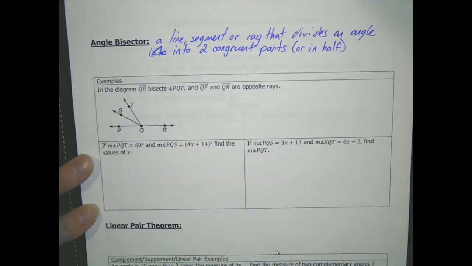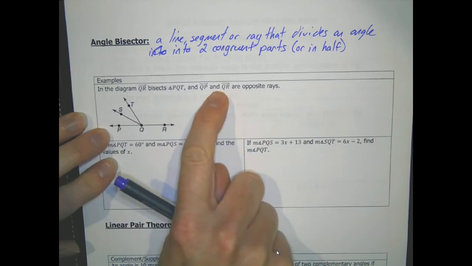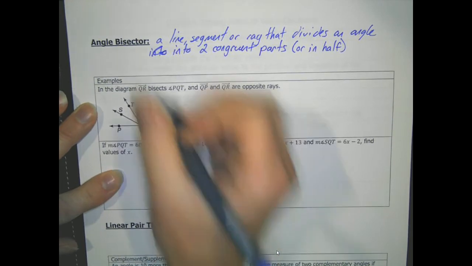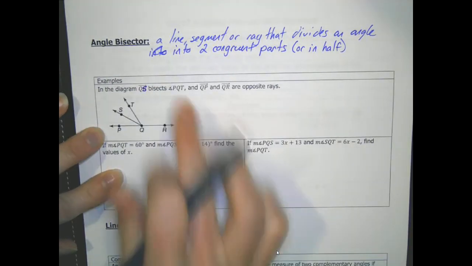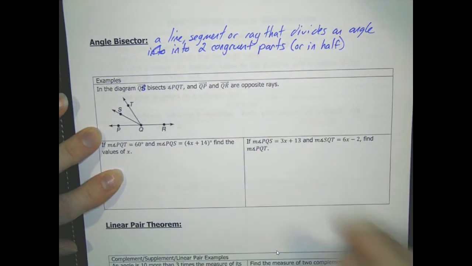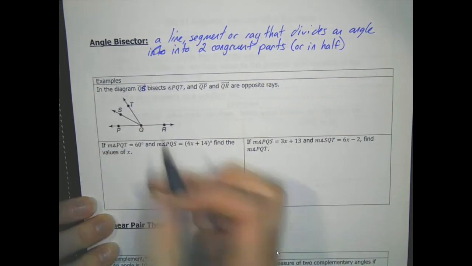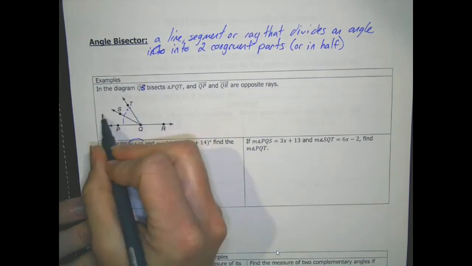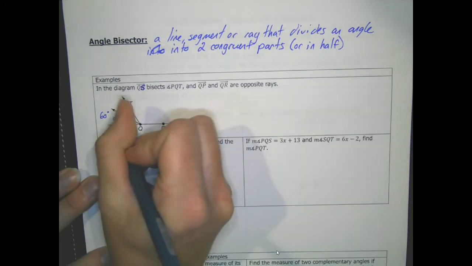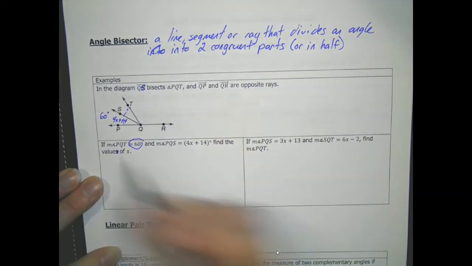So we're going to do this one right here. It says in the diagram, QS bisects angle PQT. Okay, I marked that in my diagram. And QP and QR are opposite rays. It says that the measure of angle PQT is 60 degrees, so this whole thing was 60. And the measure of angle PQS is 4x plus 14. Find the value of x.